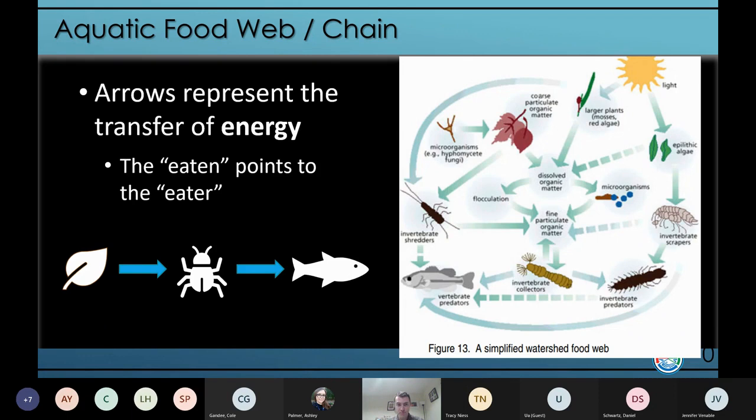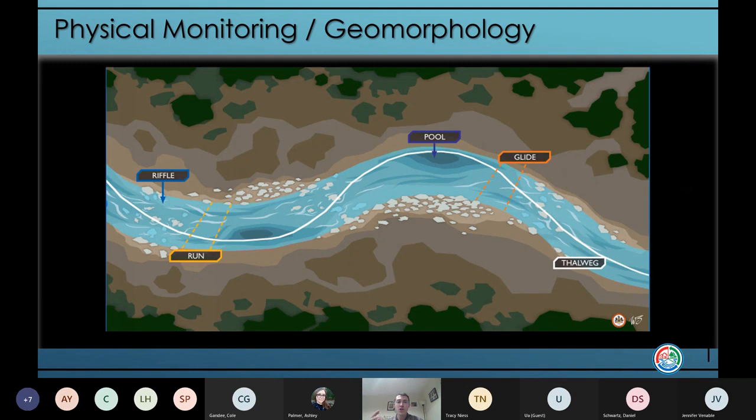And so moving on to stream geomorphology. We talked a little bit about the biological indicators, the fish and the insects. This is more of the shape of a stream, so the physical side. What things would we actually look at in a stream to determine whether or not it's healthy?